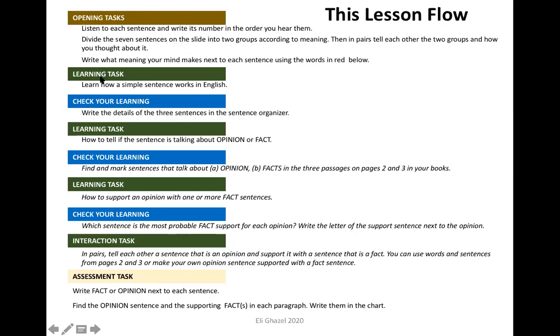Now notice that this is a learning task. Learn how a simple sentence works in English. Then, once you learn it, we check. Then you learn how to tell if the sentence is talking about an opinion or fact. Then we check. Then you learn how to support an opinion with 1 or more facts. Then we check. And this is the most important part of the lesson. It builds on everything, and the students get to have an interaction with one another. If you want to develop the students' ability to speak and listen or converse, we need interaction.